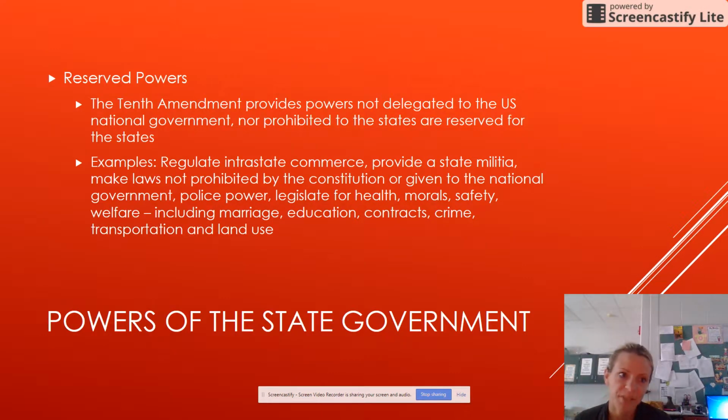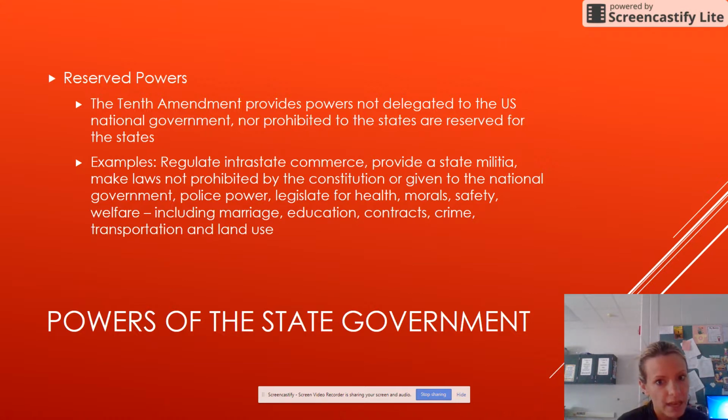When we left off last time, we were in the middle of reserved powers, so we're going to kind of start over again. But the 10th Amendment is what gives us our reserved powers. That's found in the Constitution and the Bill of Rights. And it reserves powers to the states. So if it is not specifically delegated to the federal government or prohibited to the states, then it is a reserved power for the states.